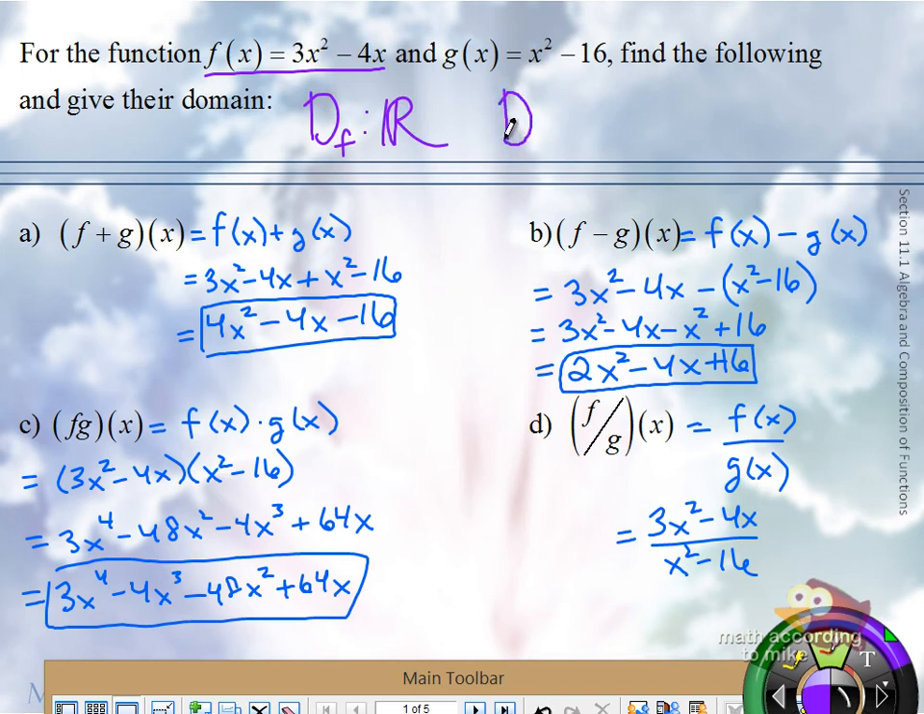g. Any fractions? Radicals. We don't know that third thing. What's the domain of g? So the domain of f plus g, f minus g, f times g are all the numbers they have in common. What numbers do they have in common? All real numbers.